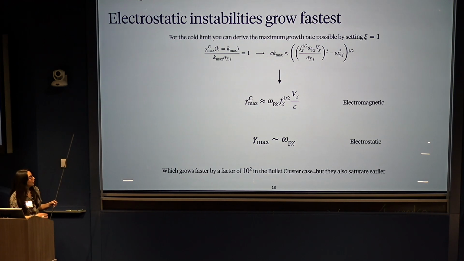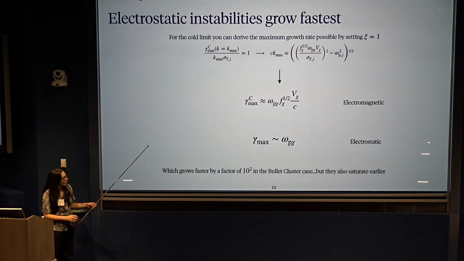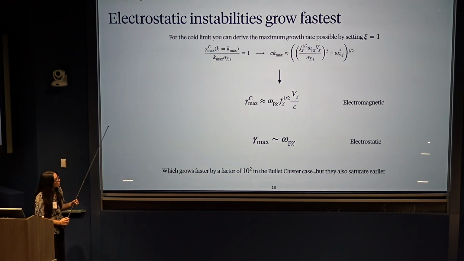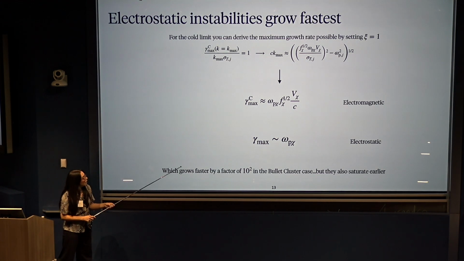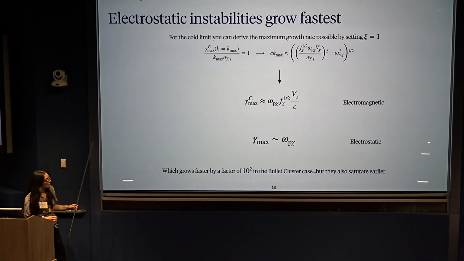And so in the bullet cluster case, if you consider these electrostatic instabilities, like the two-stream instability, this is the case where you have small charge separation, and those perturbations grow to give you this different type of instability. This grows faster by a factor of 10 to the 2 for the bullet cluster case, but they also saturate earlier, which I'll show in a second.